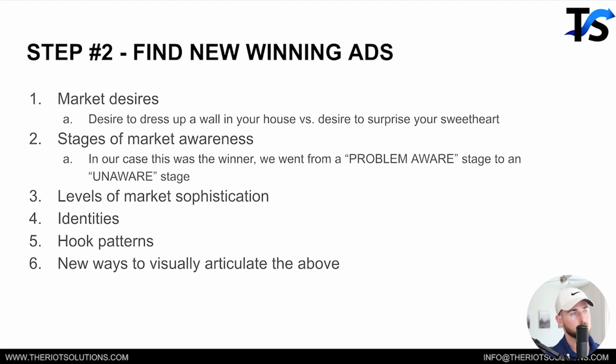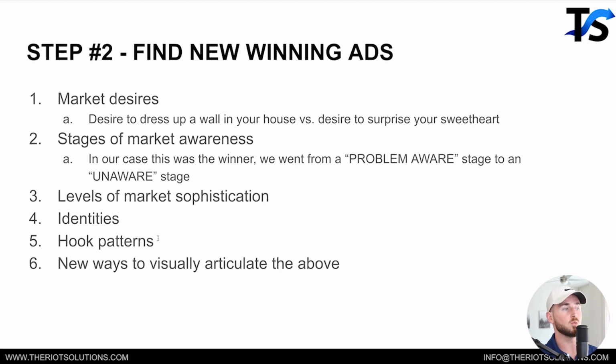Then we have levels of market sophistication, which is basically just how competitive a market is. Identities is about the people: who are we selling to? Who is the person they are becoming, essentially? When you purchase something, you become someone. And who is the identity that we're selling to people, that they'll become when they purchase our product? Next one is hook patterns. So this is like your 3 reasons why, TikTok made me buy it, unboxing, just the patterns you use for that hook.